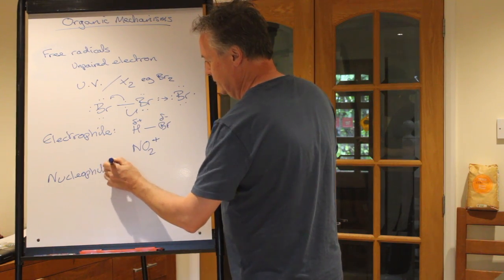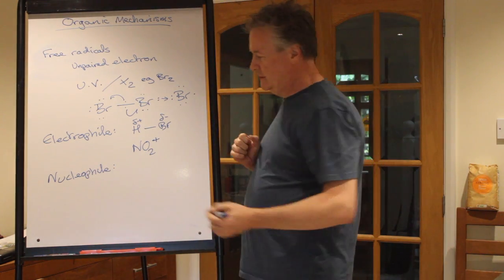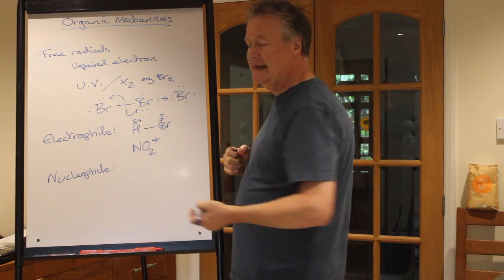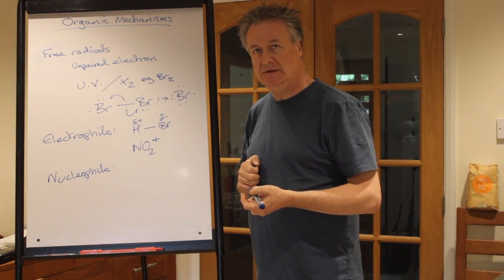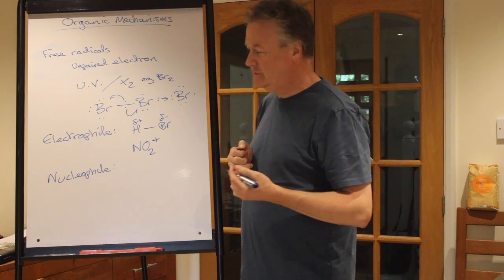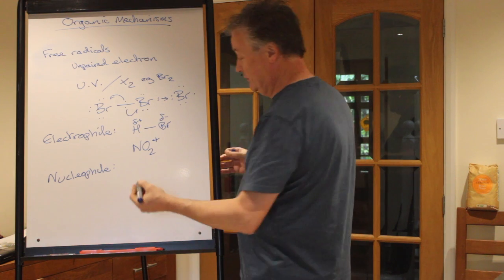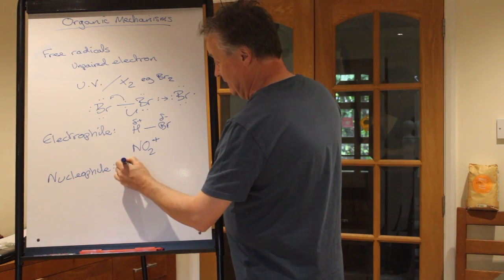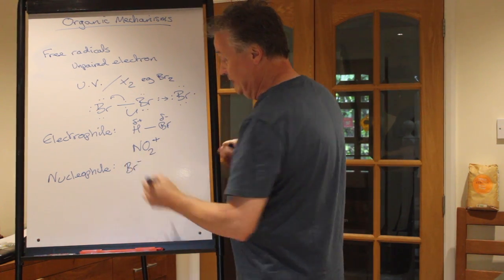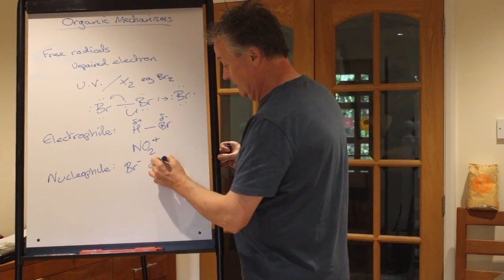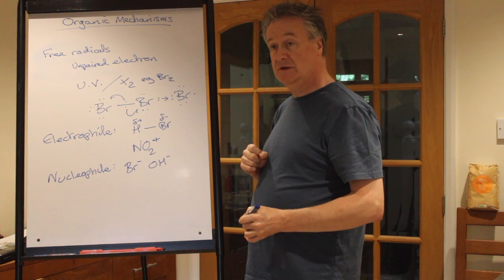Now nucleophile, a bit easier to think about really, because it's the opposite. It's going to be a negative, either fully negative or partially negative. So things that are completely negative will be a nucleophile: Br minus, OH minus, all carrying a whole negative charge.